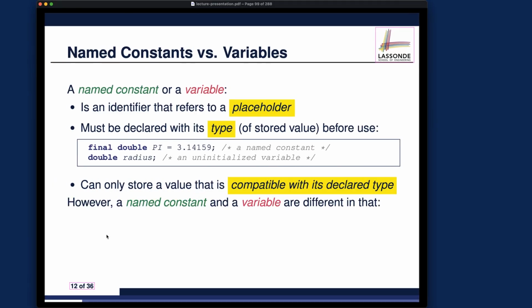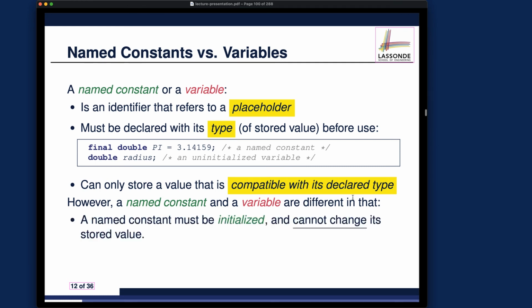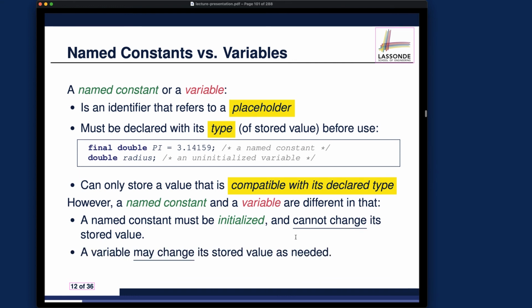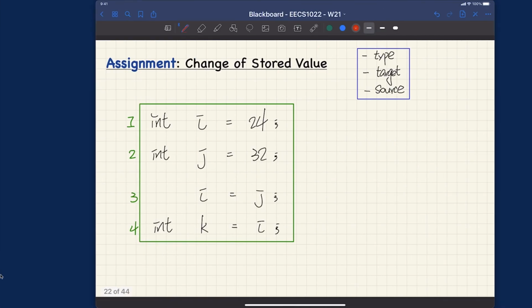However, a name constant and a variable are different in that, right? So this is where we talk about the difference. A name constant must be initialized, number one, and also number two, it cannot be changed, cannot be reassigned for its store value. I just illustrated to you. And also for the variable, number one, it may not be initialized. Okay, you can choose not to initialize it, in which case you will get some default value. And then you may change its store value as many times as you like. Let's see one example right away. Okay. Let's see this example here.